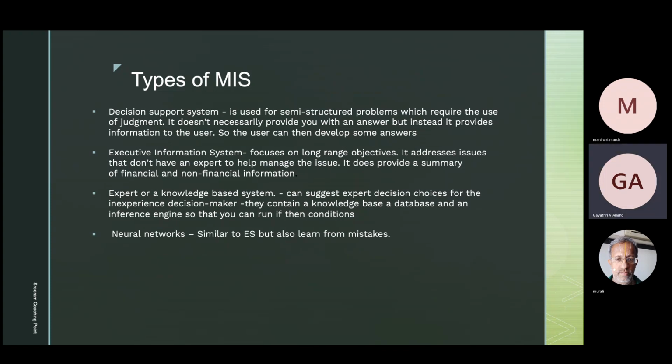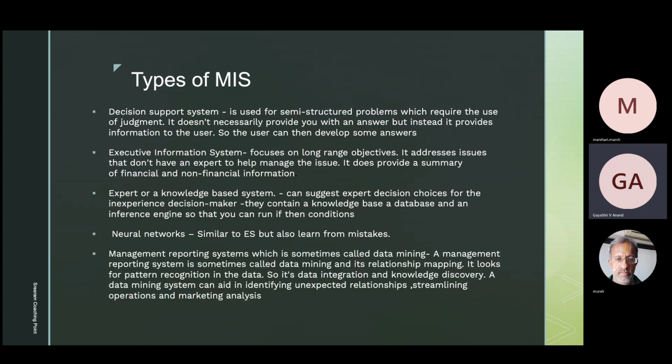And neural network, similar to expert system, but learn from mistakes. Now, this is a very, very important keyword because you could have 1 or 2 questions in reference to neural network. So whenever you see the word neural network, you need to know the keyword is learn from mistakes. So it is very, very similar to expert system because it is going to suggest expert decision choices. But at the same time, it can also learn from its mistakes, whereas your expert system cannot. It is not that robust. So learning from mistakes is related to neural network.